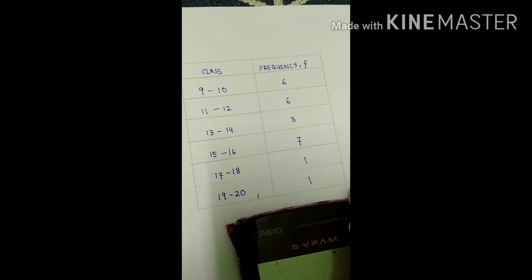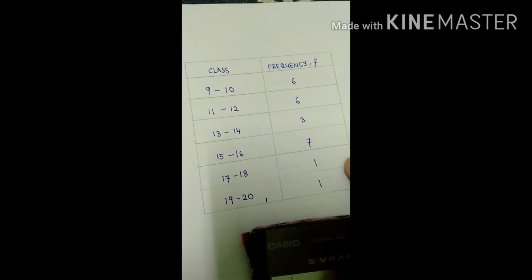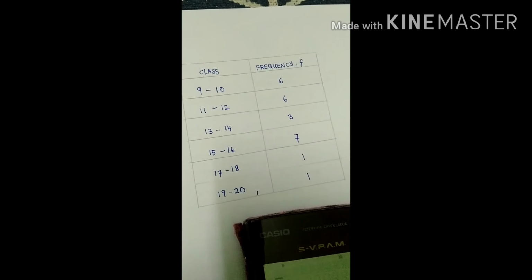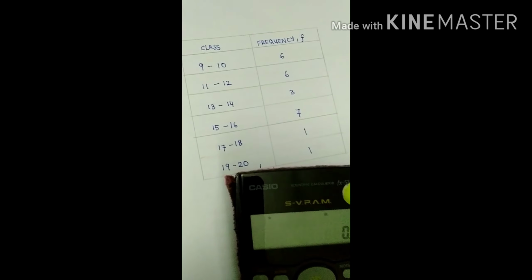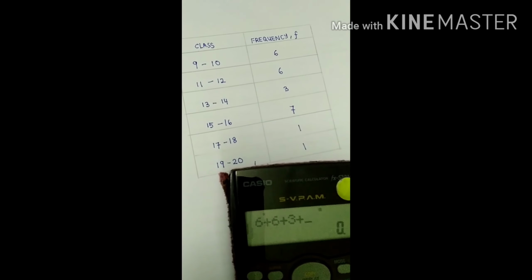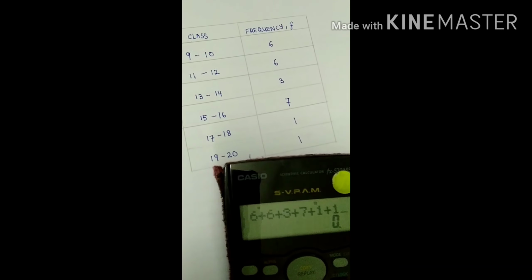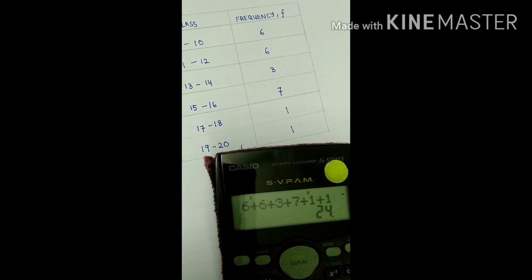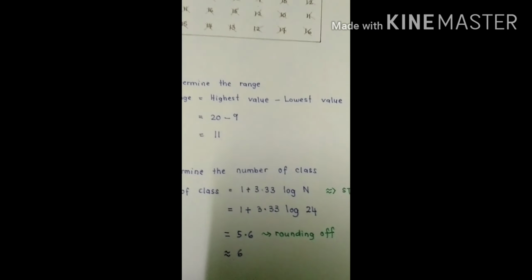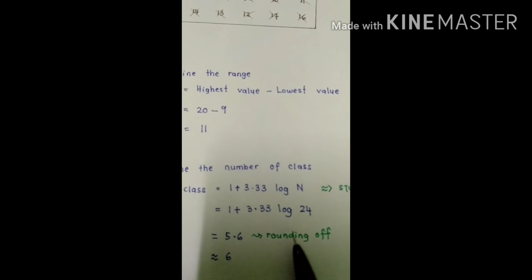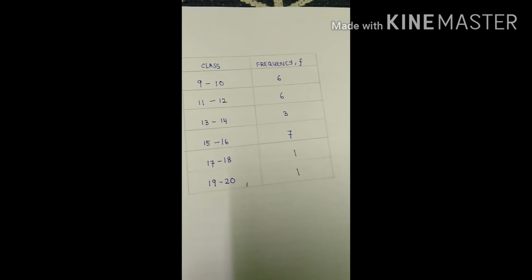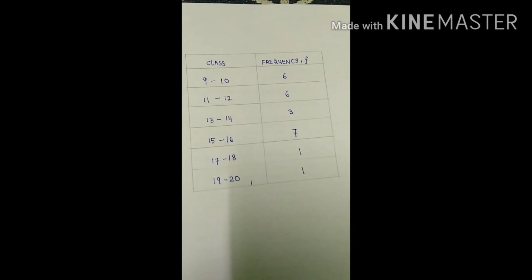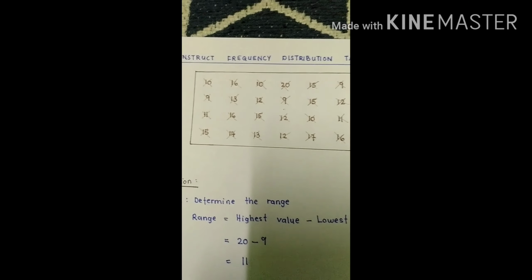When we have all the frequencies here, to be safe, try to calculate the total number of frequencies. So we have 6 plus 6 plus 3 plus 7 plus 1 plus 1, so the total frequency is 24. Our n from the second step just now is also 24. So this is our frequency distribution table for this set of data.